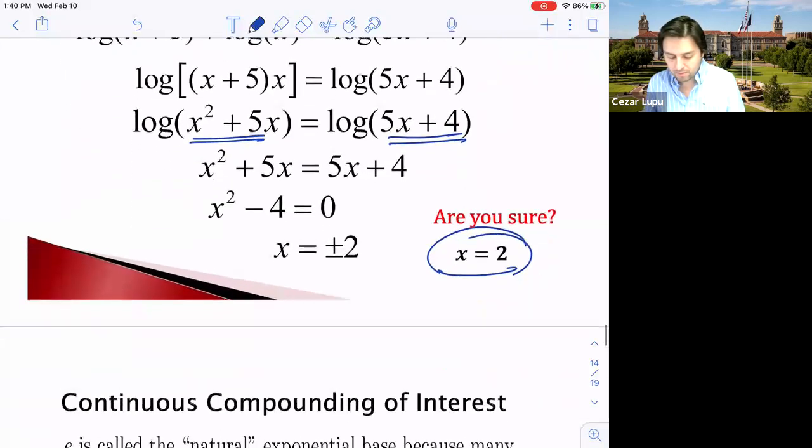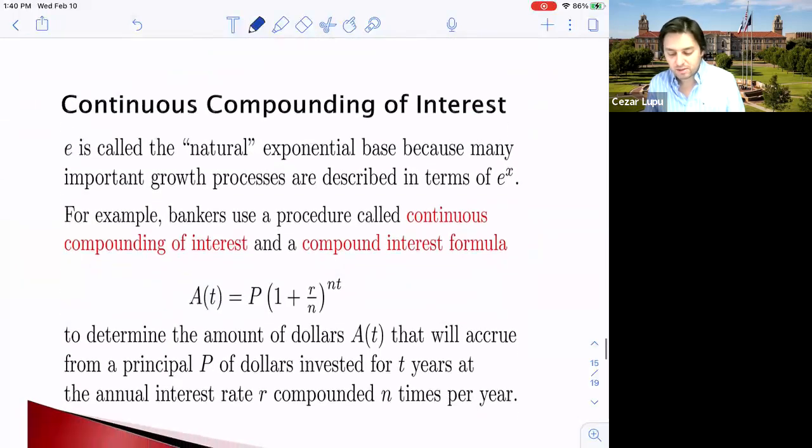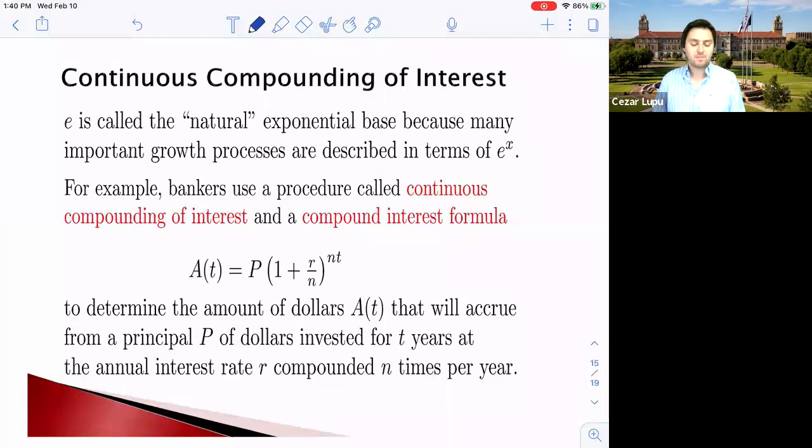And now let me veer towards something else. Let me veer towards continuous compounding of interest, because somebody asked me and I avoided answering, where does this e come from, or that limit come from? Well, guess what? When the bank is trying to compute your interest, that's how they're doing it. So e is called the natural exponential base because, like I said, many important growth processes are described in terms of e to the power x.